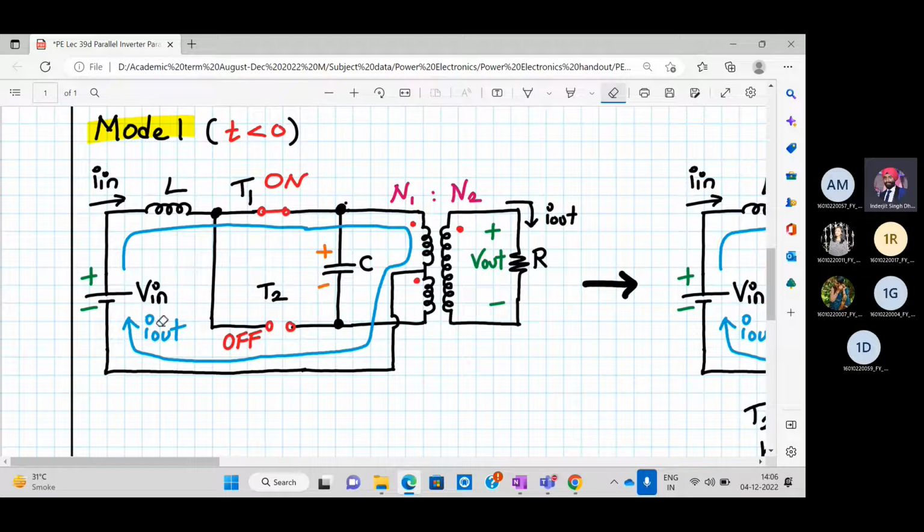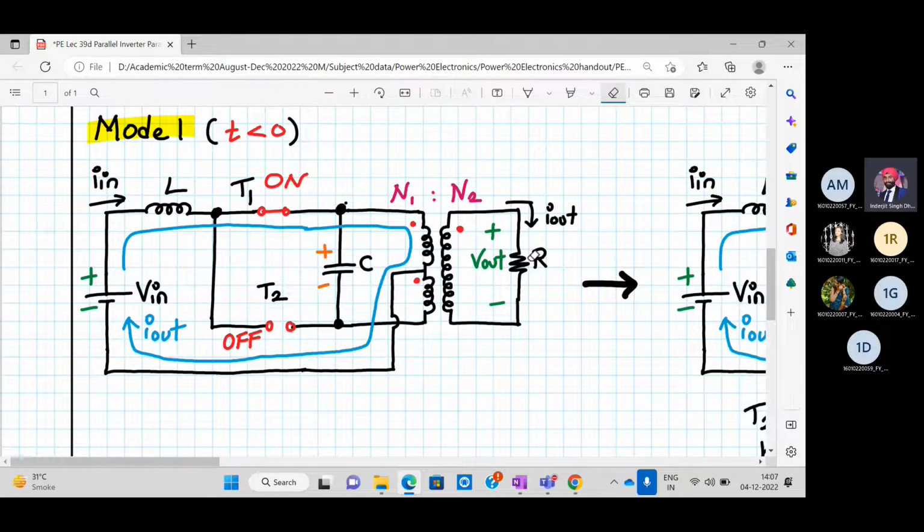So this current is I out, because this current will be mutually induced in the output also. So in the output, there will be a current I out because of the transformer, and the turn ratio is 1:1. Whatever current is in the primary upper half, the same will appear across the output load.